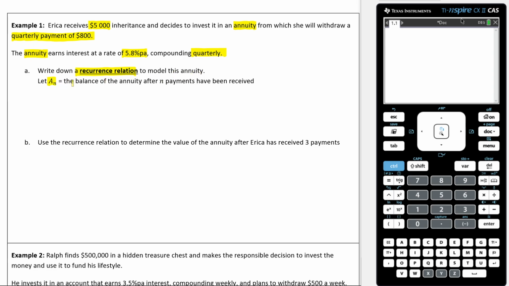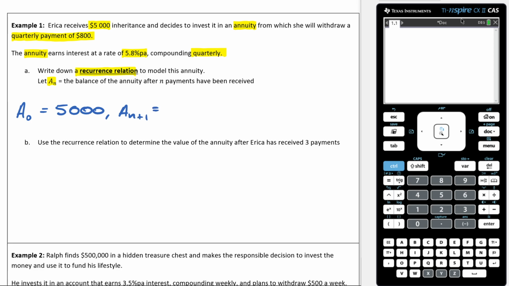Let A of n be equal to the balance of the annuity after n payments have been received. Alright, so let us begin by saying we're writing down a recursion relation, so we'll start with A of 0, which is 5 grand. Then I need to figure out A of n plus 1. What's that going to be equal to?